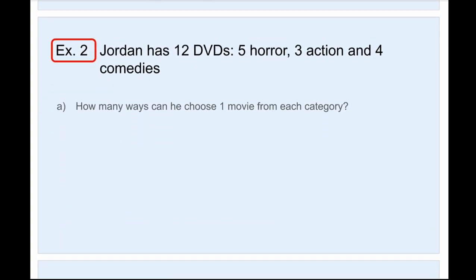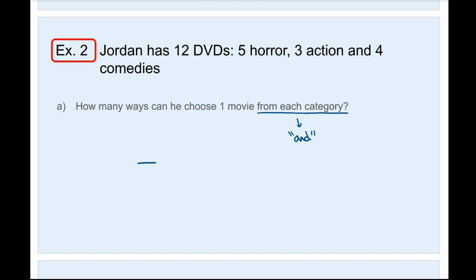If we extend this, let's say that Jordan has 12 DVDs: 5 horror, 3 action, and 4 comedies. How many ways can he choose one movie from each category? Reading this question, because it's saying from each category, this can be read the same way as saying AND. 1 movie from horror, and 1 movie from action, and 1 comedy. So 1 from each category, in this case, means AND.